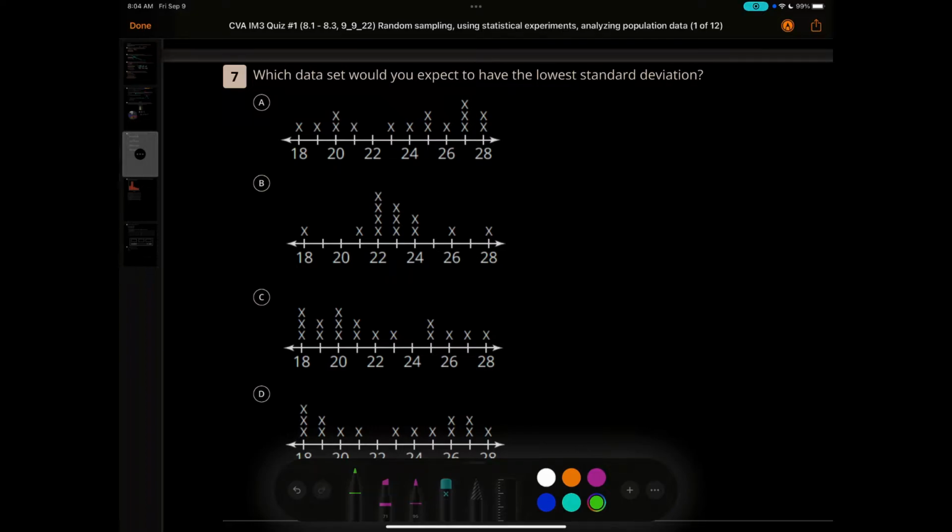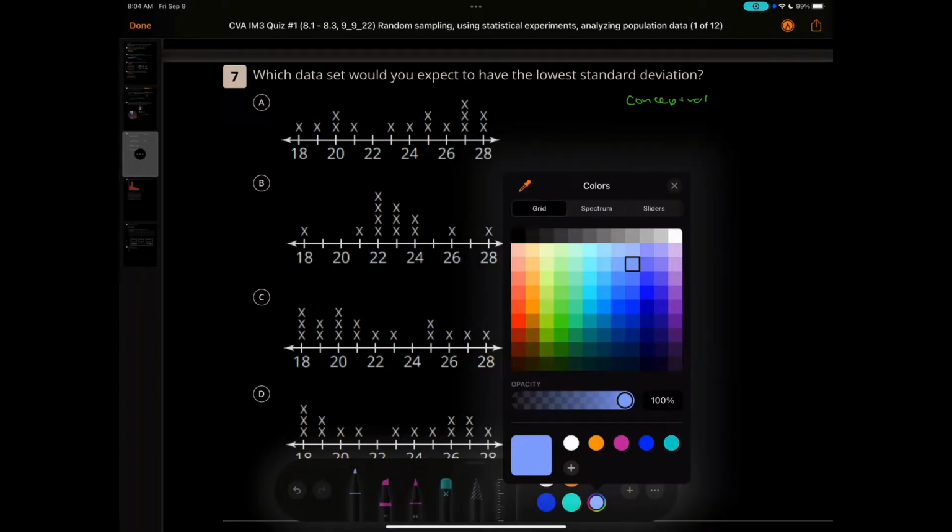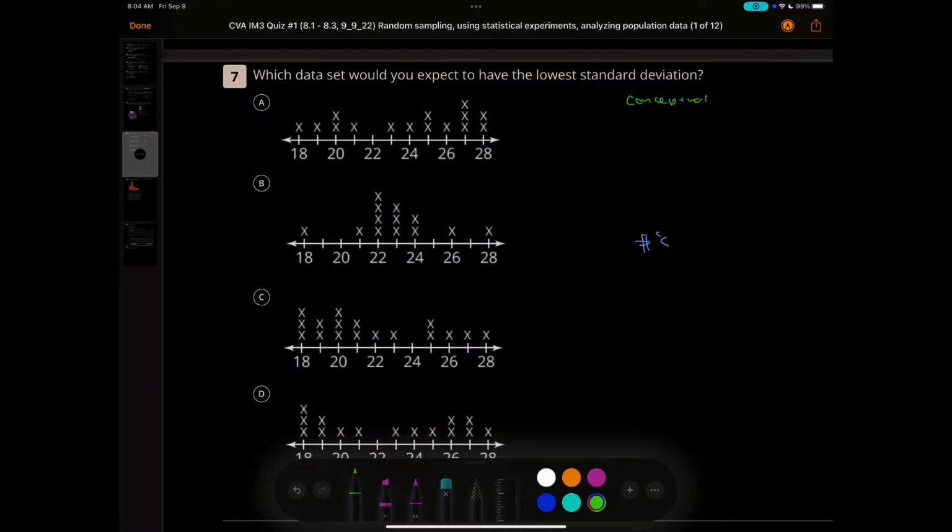Number 7, which data set would you expect to have the lowest standard deviation? Remember the conceptual understanding of standard deviation is that when you have numbers, you can do it by numbers, but conceptually standard deviation is a measure of spread. It's a measure of spread. Now the highest means the data is further away from the center. Most of the data is further away from the center.